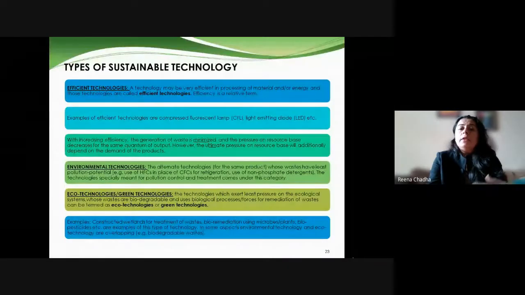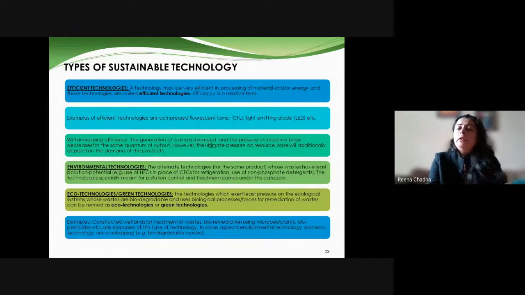For example, in our air conditioners also, the gas which was earlier used was CFC, which was a greenhouse gas. Now they are using HFC. So the greenhouse potential which was there in CFC was 10,000 times more than HFC.